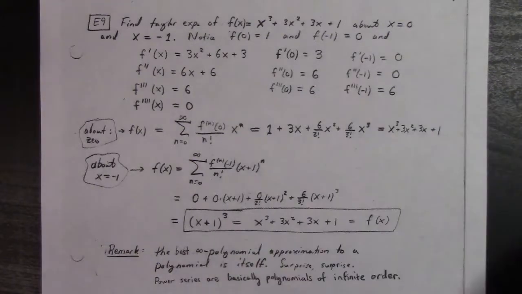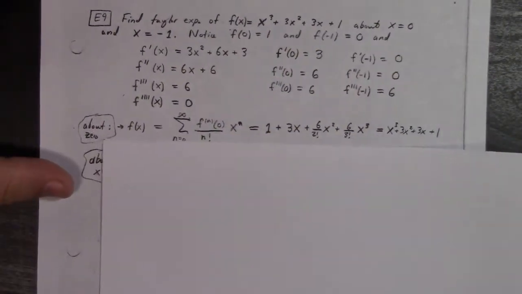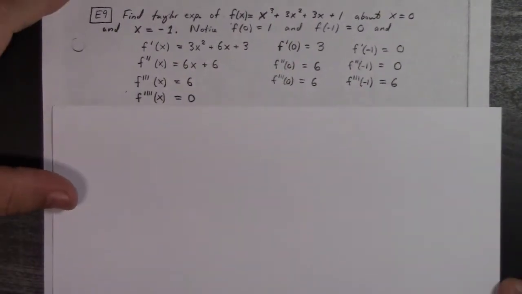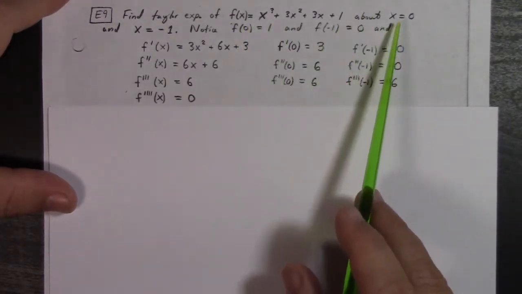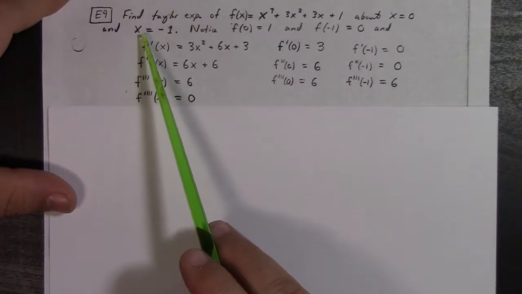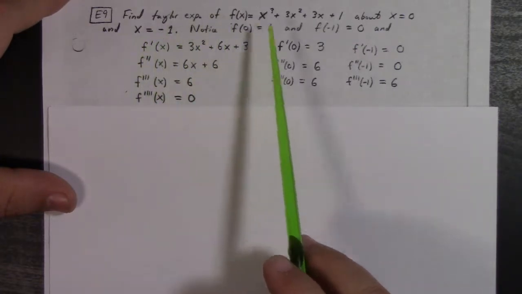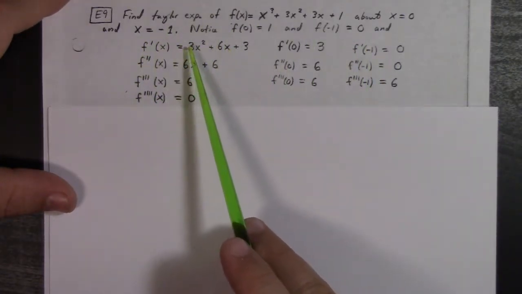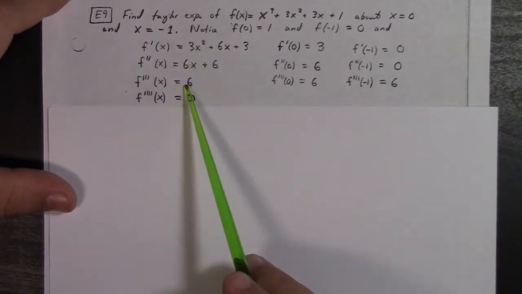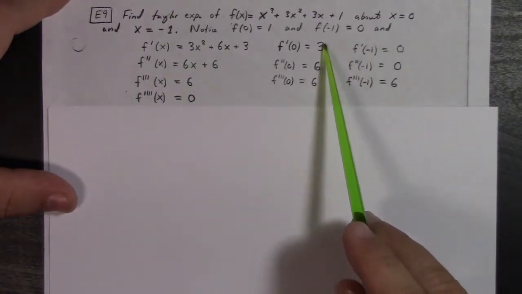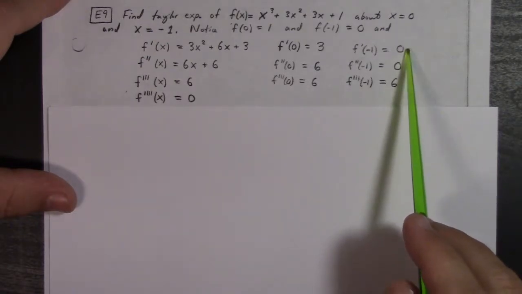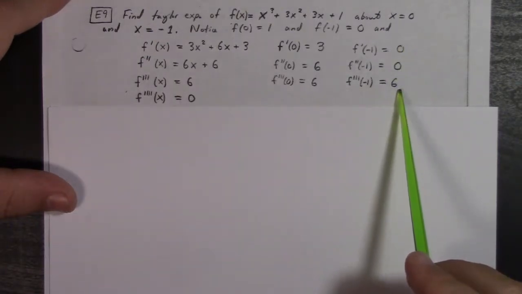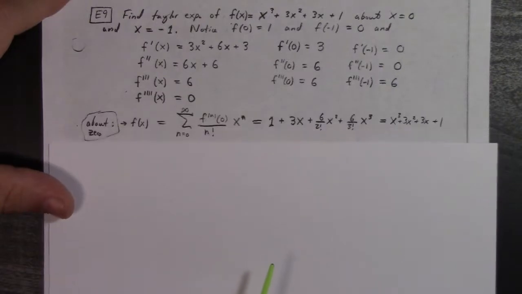This one's kind of silly. I like to put this one on a test just to see if people are awake. Find the Taylor expansion of this cubic about x equals 0 and x equals minus 1. So here's the derivative, second derivative, third derivative. So you can evaluate at 0, or you can evaluate at minus 1, and you see what happens.